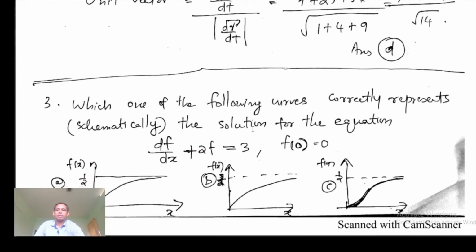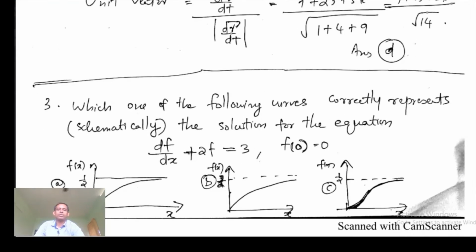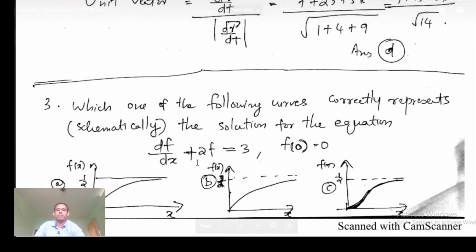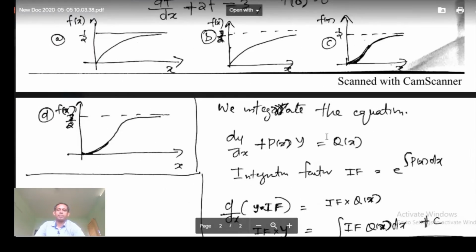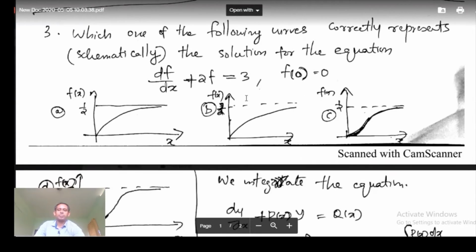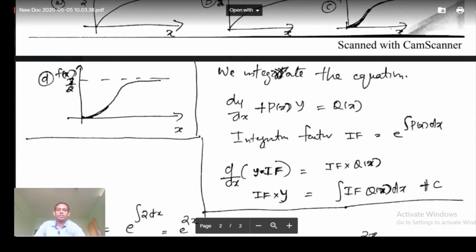Now the third question: which one of the following curves correctly represents approximately the solution for the equation df by dx plus 2f equal to 3, where f is a function of x and f of 0 is 0. So 4 curves are given here. We have to pick the right one.